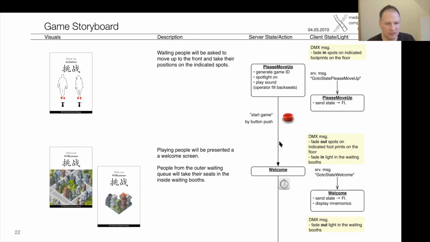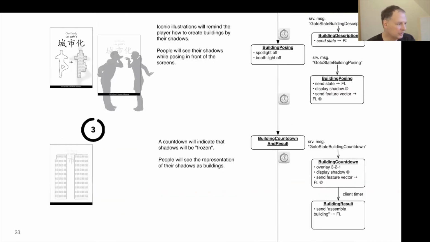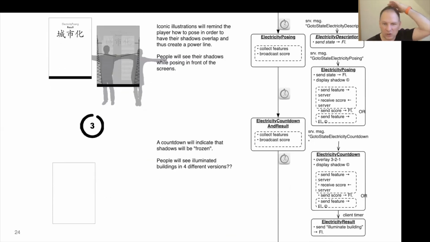And here I don't really need to go through all of this, but let's go a little bit into this here. This is, for example, the building posing example, right? It tells people what to do, and the building posing is running here on the server, and the clients are waiting for this to happen, and then get a message from the server, go to the state building posing, and then they do this and they do that, etc., etc. So it's very detailed, and then in comes the countdown indicating that the shadows will be frozen and flash to grab a picture, and then it goes to the next one, right?